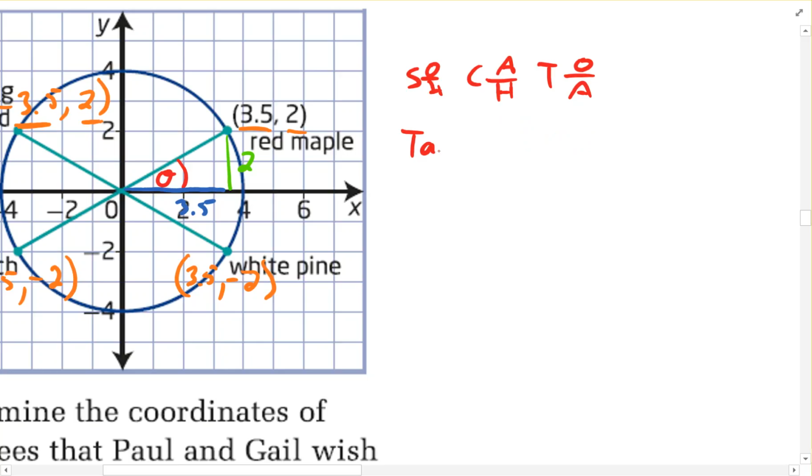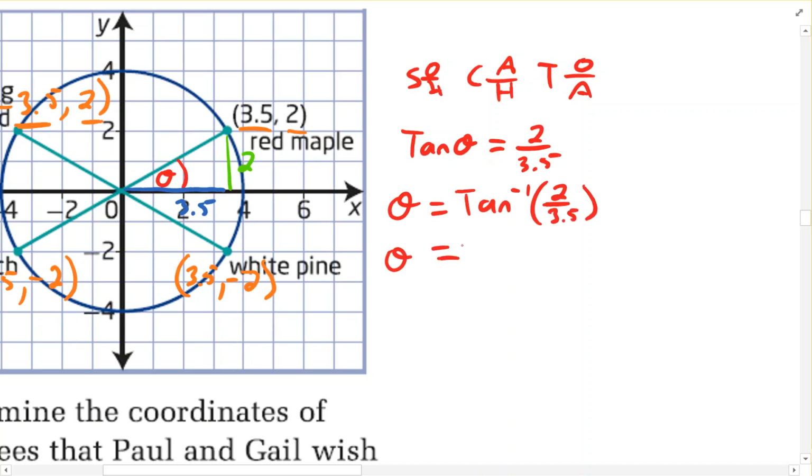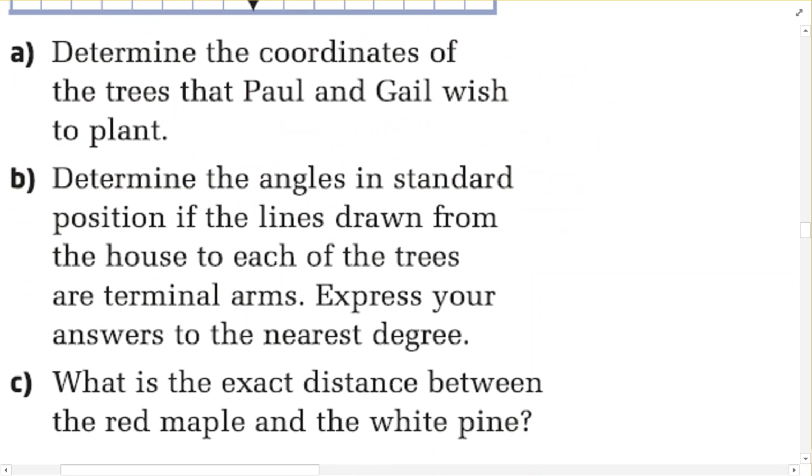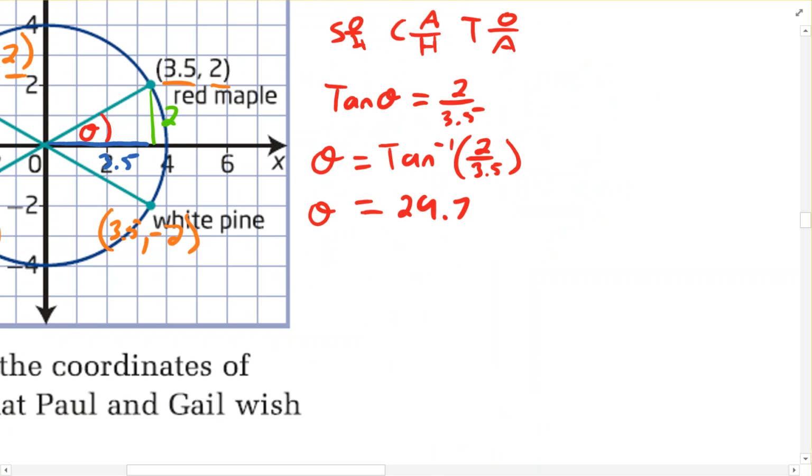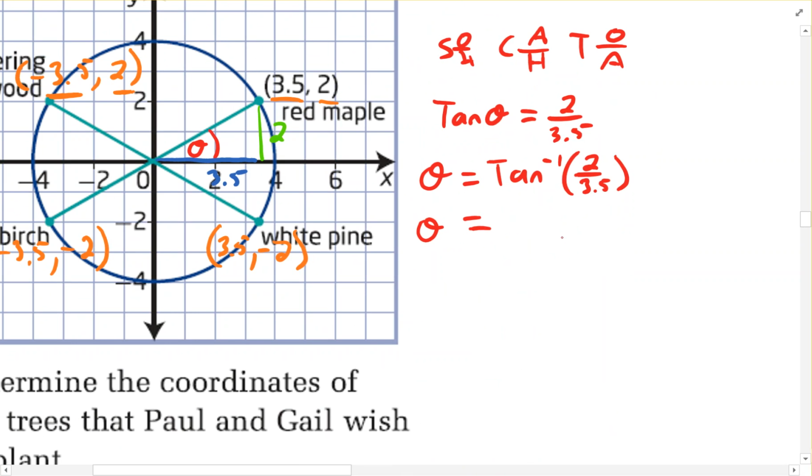So that's what I need to do. So it's going to be tan theta is equal to, the opposite is 2. The adjacent is 3.5. Next step, I'm just going to go theta is equal to the inverse of tan, of 2 over 3.5. So theta is going to be equal to 29.7. What did it say to do it in nearest degree? So let's even just go 30. So this is 30 degrees.